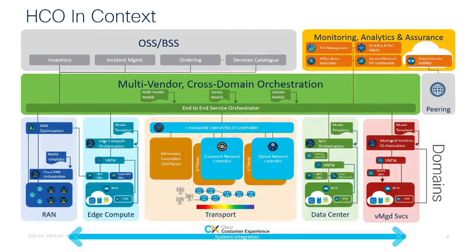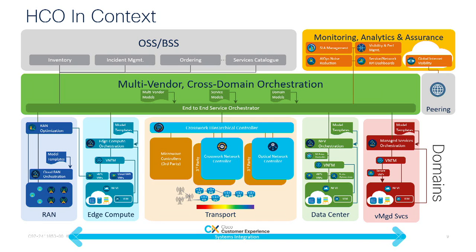So the HCO is a hierarchical network controller, and in context, it looks a little bit like this: it sits right above the domain network controllers, but right below the multi-vendor cross-domain orchestration. So what are all these layers? At the multi-vendor cross-domain orchestration layer, to instantiate a service, sometimes you may need some compute, sometimes some storage, sometimes some access networking configuration.